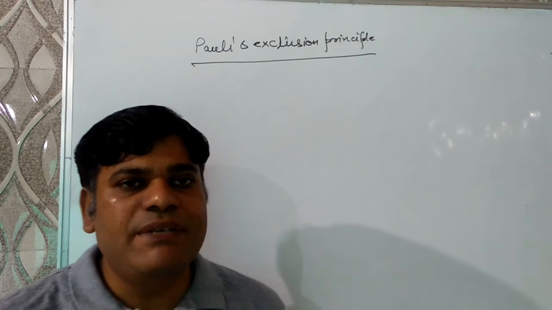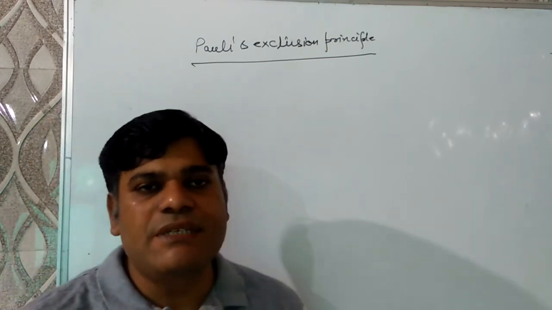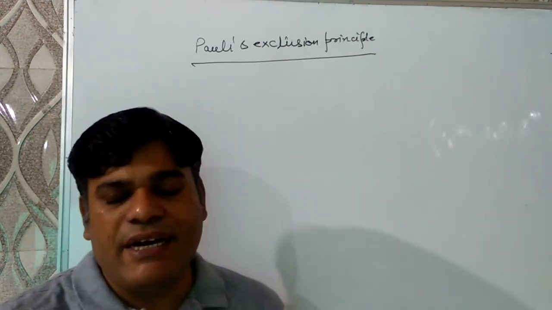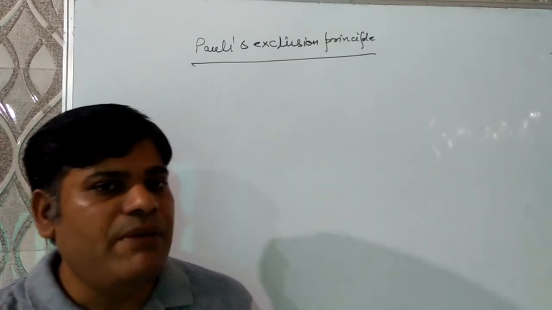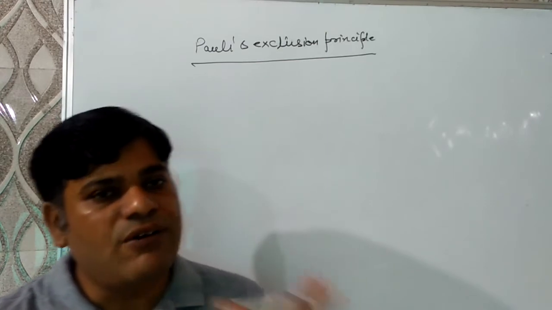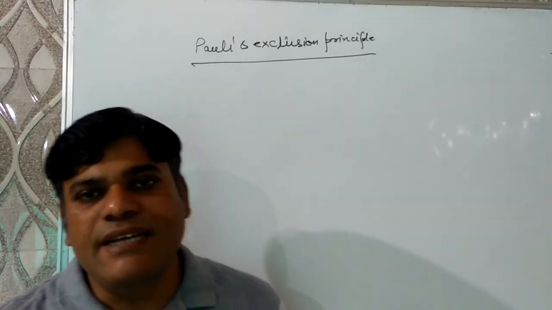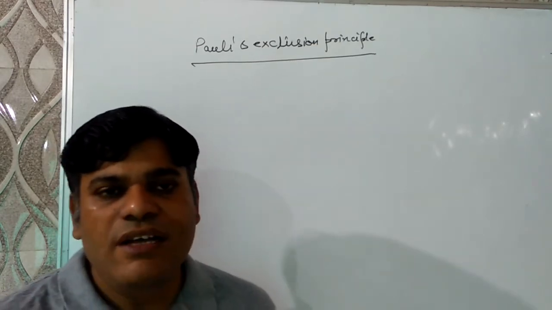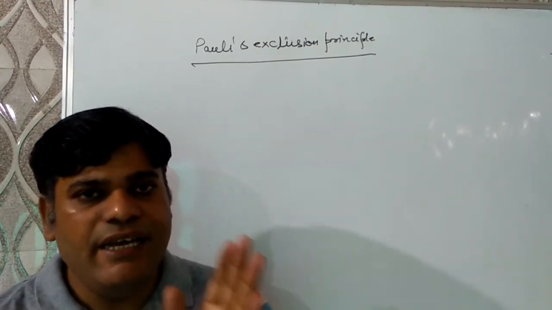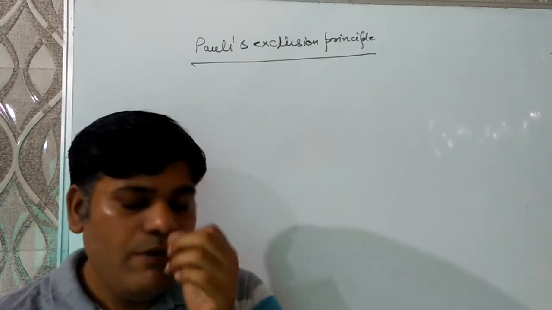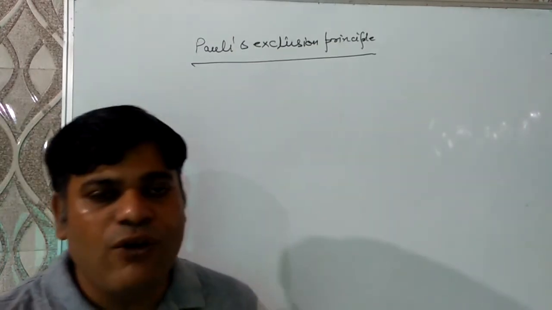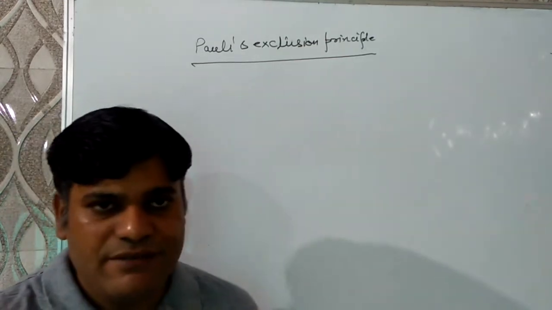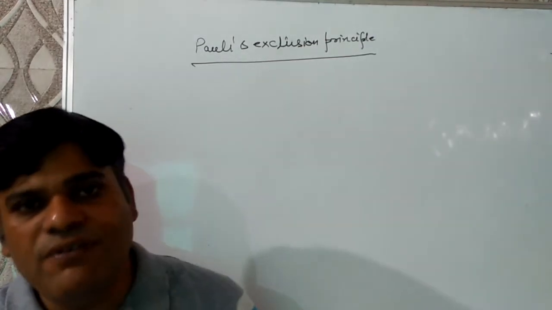Three quantum numbers can be the same. Their principal quantum number can be the same, their azimuthal quantum number can be the same, their magnetic quantum number can be the same. But their spin quantum number will always be different. If one electron has plus half spin, then the second should have minus half spin. Or this rule states that an orbital can have a maximum of 2 electrons of opposite spin, one of plus half, then the other of minus half.